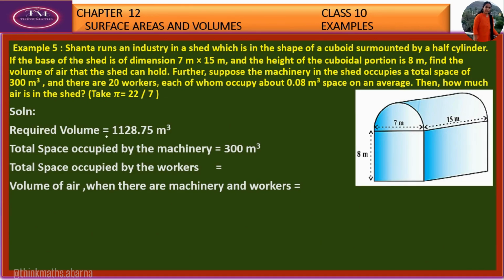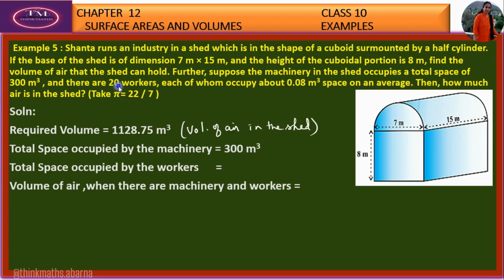Already we found the required volume, that is the volume of air in the shed. So this is the total volume of air present in the shed. It is given that machinery occupies a total space of 300 meter cube. So total space occupied by the machinery is equal to 300 meter cube.